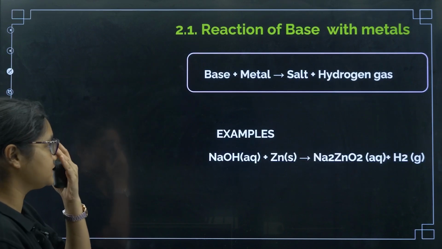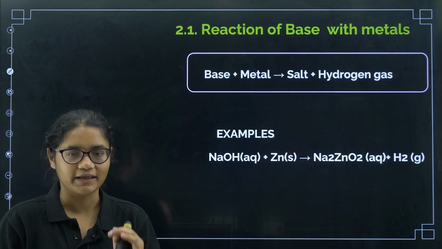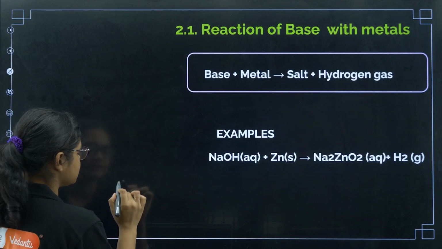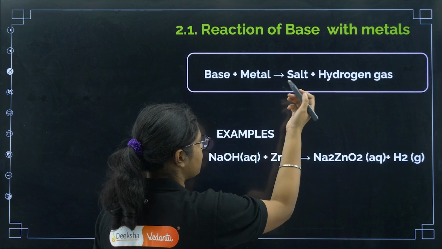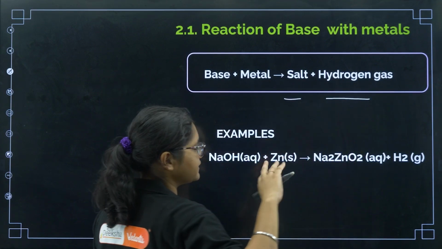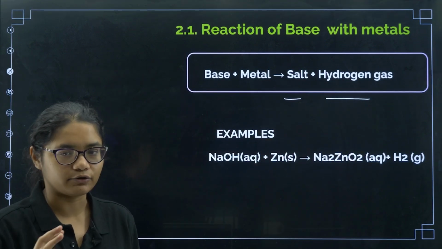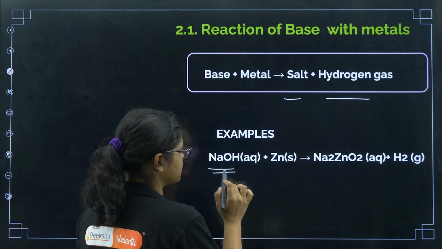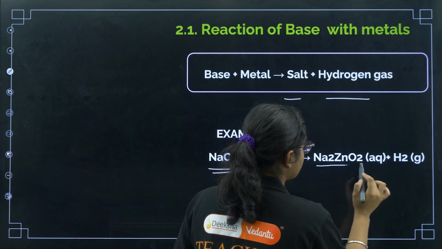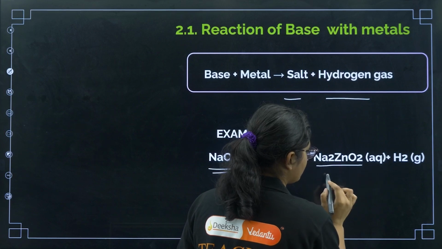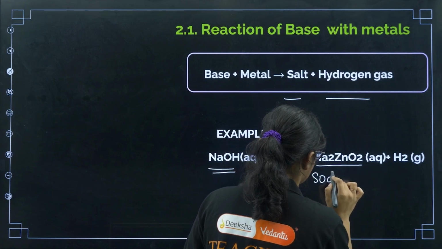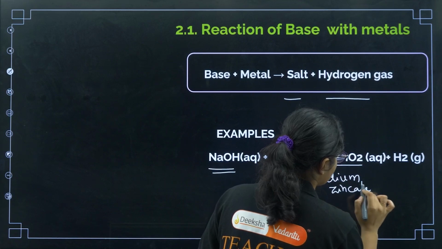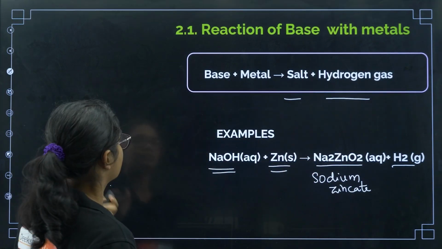Now coming to reactions of base. The first reaction is base with metals. If you remember, same thing as with acid: with metal we get salt and hydrogen, and with base and metal also we get salt and hydrogen gas. So it is very easy to remember. Now a very important example: NaOH plus zinc gives you Na2ZnO2, which is called sodium zincate, and then we have hydrogen gas.